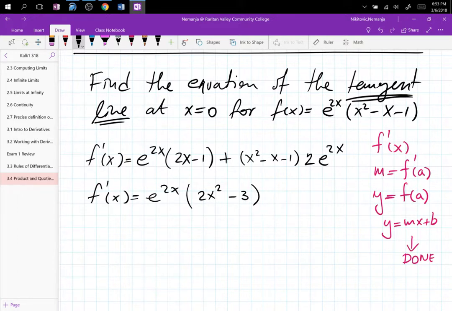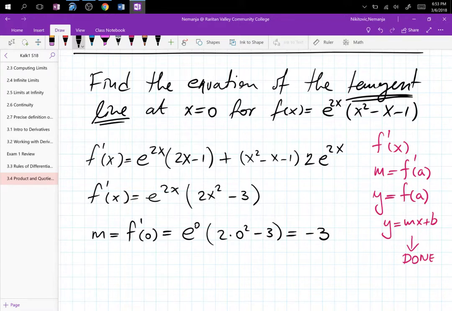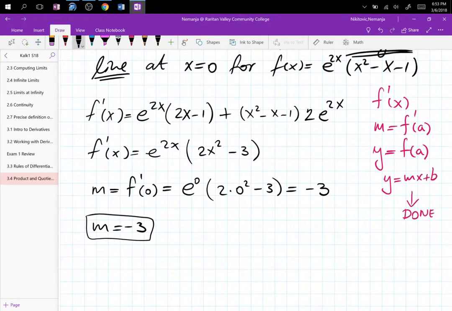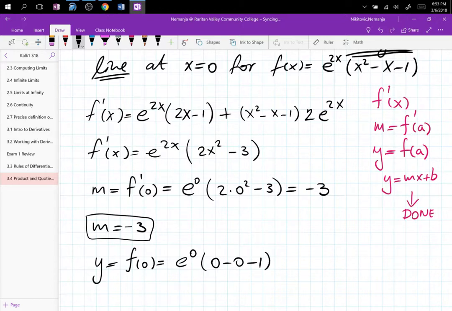Good. So to find the slope, we will compute the derivative at 0. So we have e to the 0, 2 times 0 squared minus 3. So the whole thing is negative 3. Right? e to the 0 is 1. So we found that the slope is negative 3. Now to find y, we plug in 0 in the original function. So that's going to be e to the 0, and you have 0 minus 1. And that's all going to be negative 1. So that gives me the point 0, negative 1.